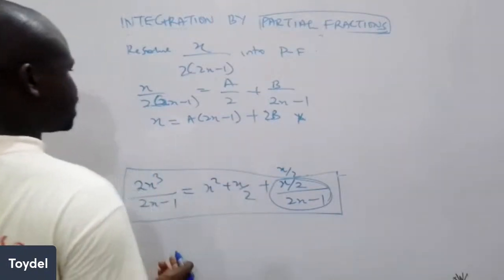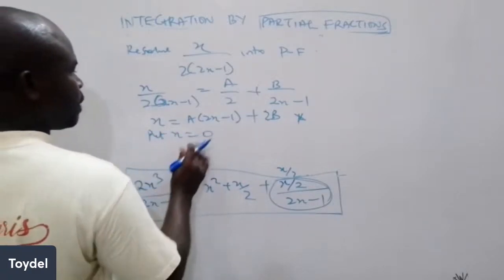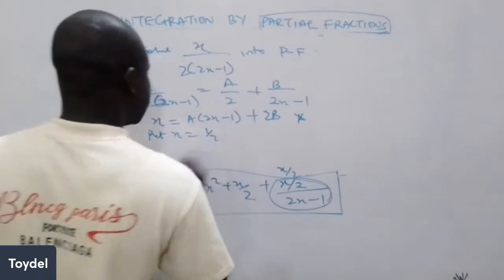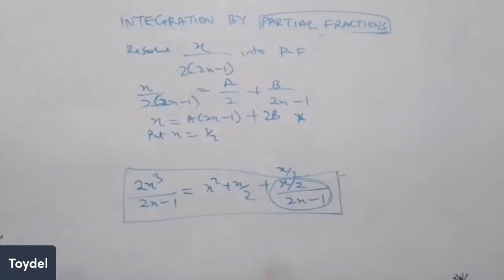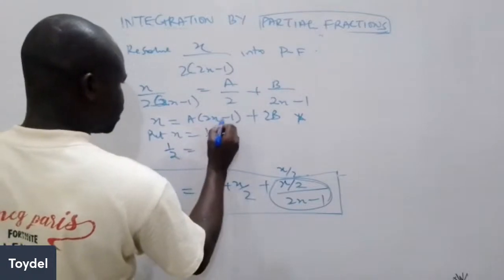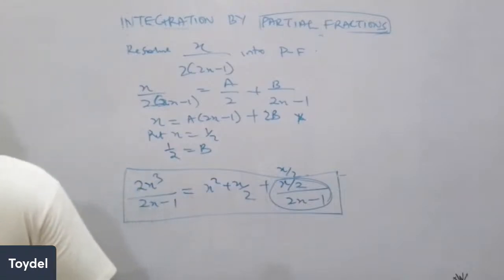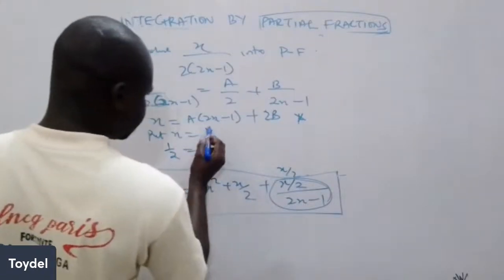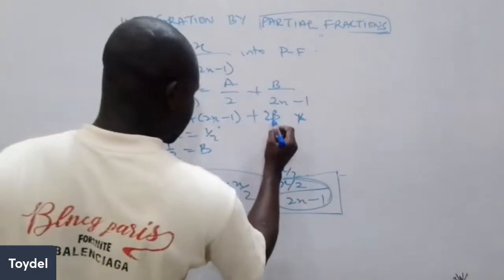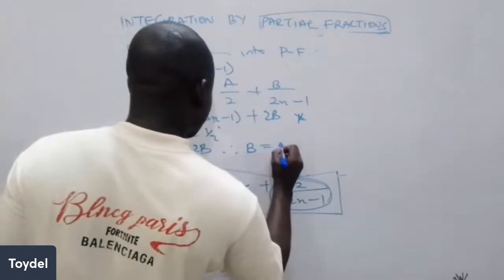Of course, if I put x equal to half, I'm going to get something there. If I put x equal to half, then I will have half equal to half here. This will vanish. I will have b equal to half as the answer. If I put x equal to half here, 2 cancels 2, 1 minus 1 vanishes. Then I'm going to have 2b equal to this. Therefore, b will be equal to 1 all over 4.